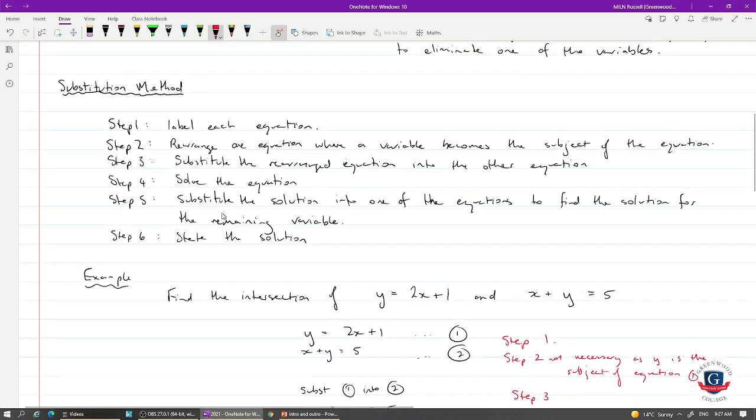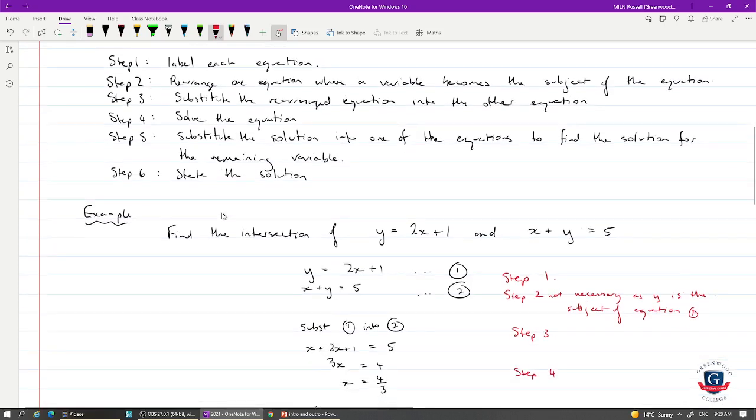Substitution method has 6 steps. The first step is to label each of the equations. Then we rearrange one of the equations to make one of the variables the subject of an equation if required. Often it is given to us in the problem. Step 3, we substitute the rearranged equation into the other equation. We then solve the equation, substitute the solution into one of the equations, it doesn't matter which one, and then state the solution. Very complicated sounding, but once you've done a few of them, it is relatively simple.